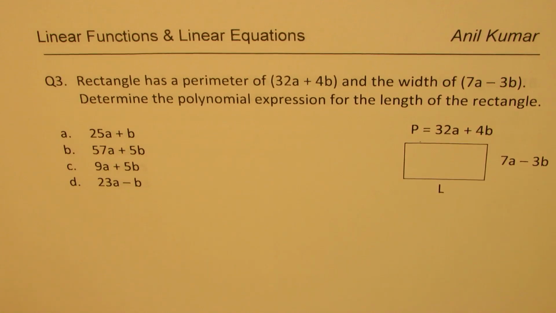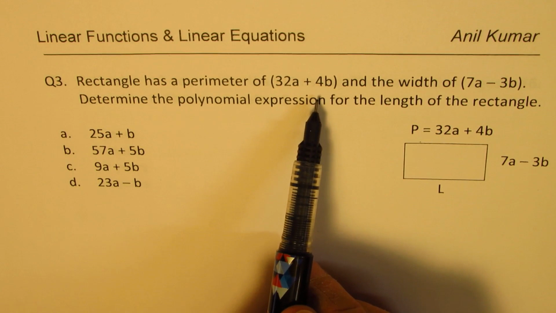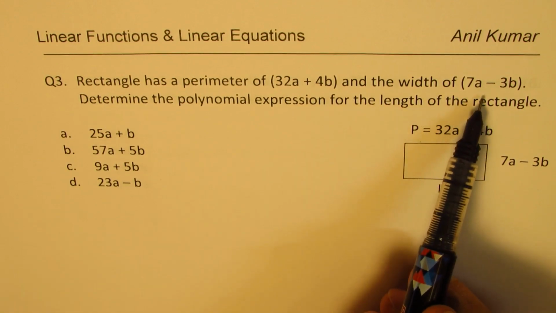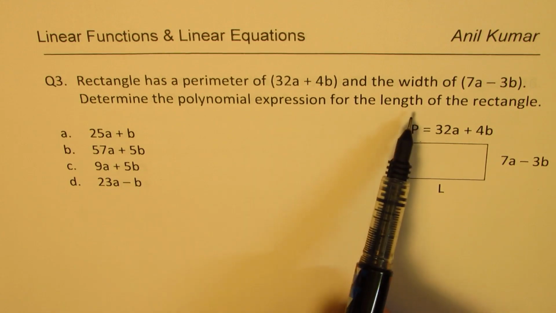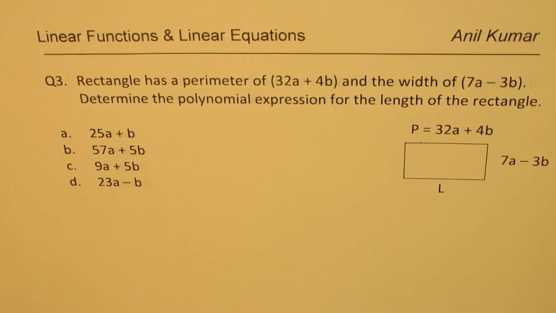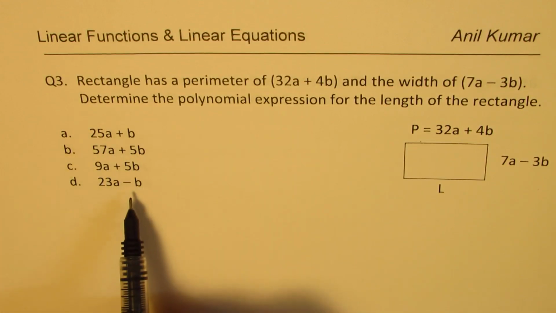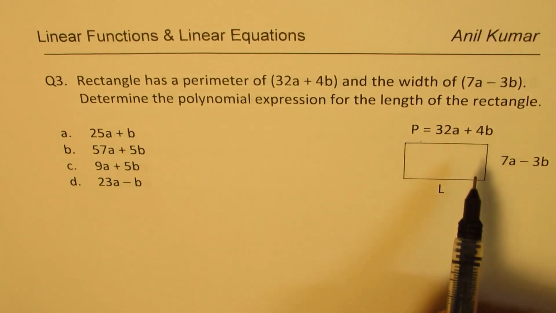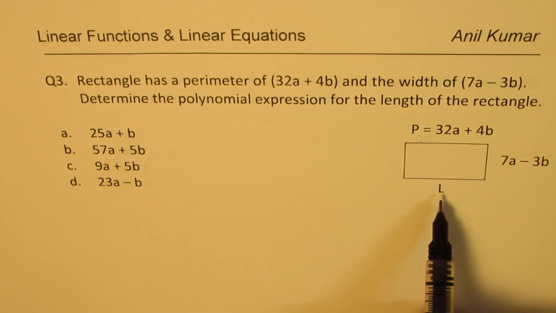Question number 3. Rectangle has a perimeter of 32a plus 4b and the width of 7a minus 3b. Determine the polynomial expression for the length of the rectangle, right? So we have used the word polynomial expression, which are like given here, right? So here is your rectangle, perimeter is given to you, width is given to you, we need to find length.